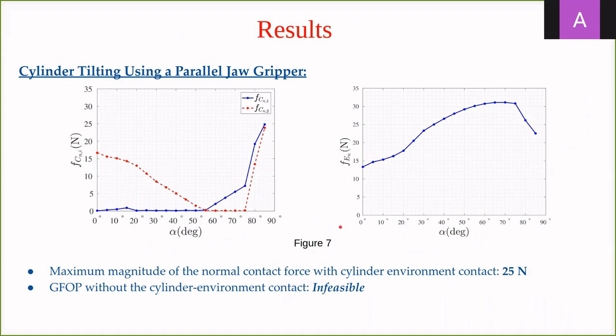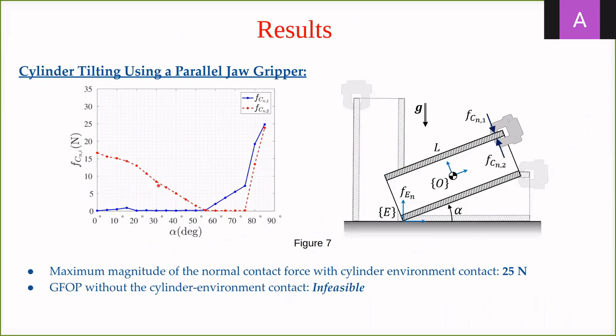As seen from the graph on the left, initially the magnitude of the contact forces acting in the normal direction for one of the contact locations is greater than the other. This is because the normal contact force of one contact opposes the gravity, whereas the normal contact force on the other contact acts in the same direction as gravity.